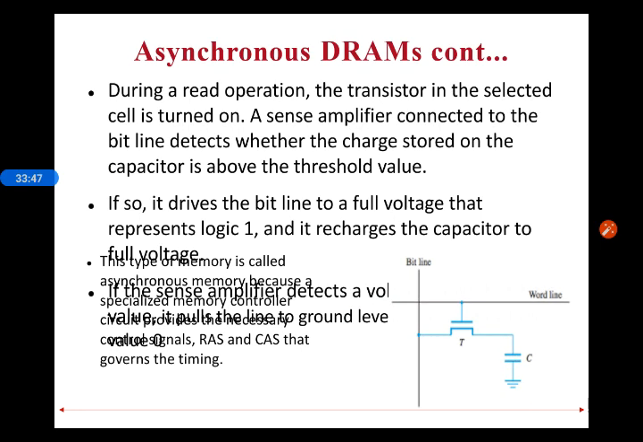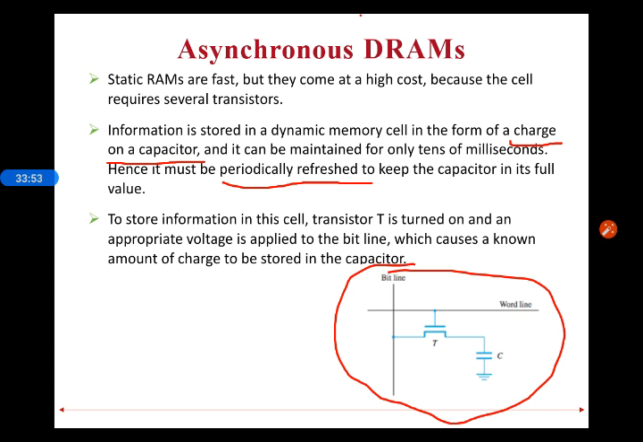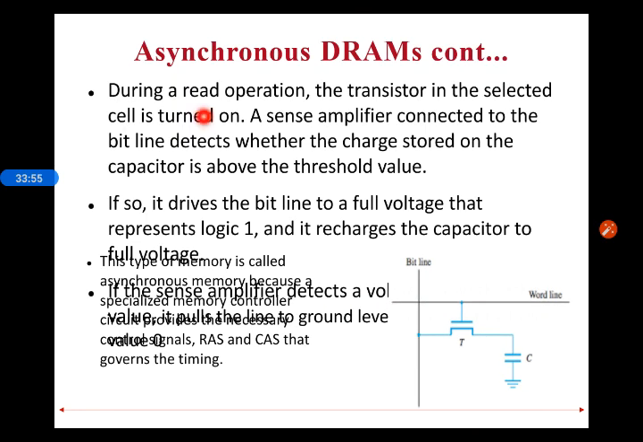Next we will see the read operation. During the read operation, the transistor in the selected cell is turned on. A sense amplifier connected to the bit line detects whether the charge stored on the capacitor is above the threshold value. If so, it drives the bit line to a full voltage that represents logic 1, and it recharges the capacitor to full voltage. So that is what is happening during the read operation.